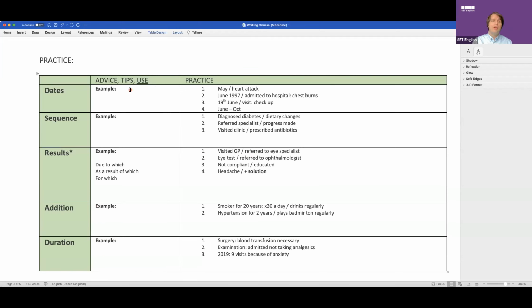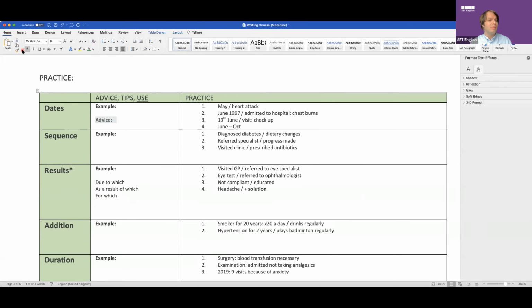So, an example of dates. I just want to give you some advice on this. Why do you think that people make mistakes with dates? Why do doctors make mistakes?